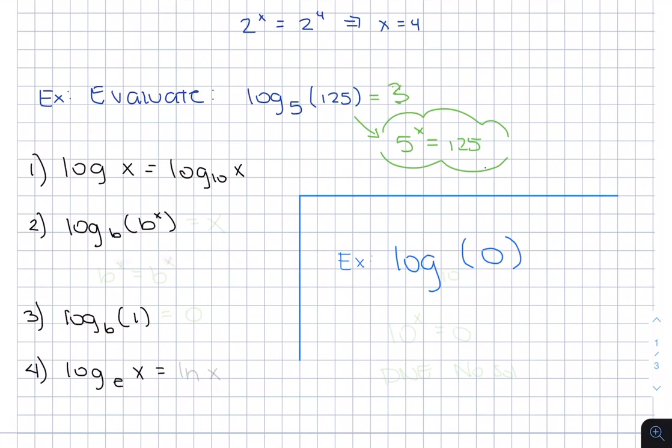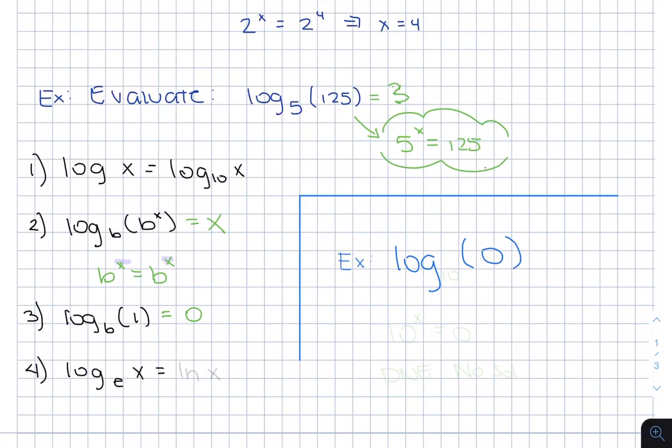If we're ever trying to evaluate something where we have log base b of b to the x power, remember that this just means that you have b raised to some power x equal to b to the x. And in this case, our answer is just x, because x has to be equal to x, as we can see here. In this third example, if we wanted to evaluate what log base b of 1 was, b raised to what power is 1? B raised to the 0 power. Anything to the 0 power is 1, so this must be equal to 0.